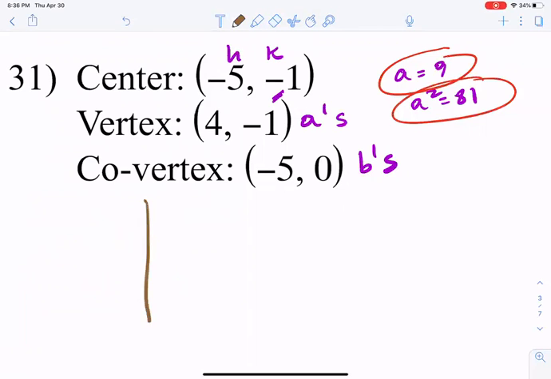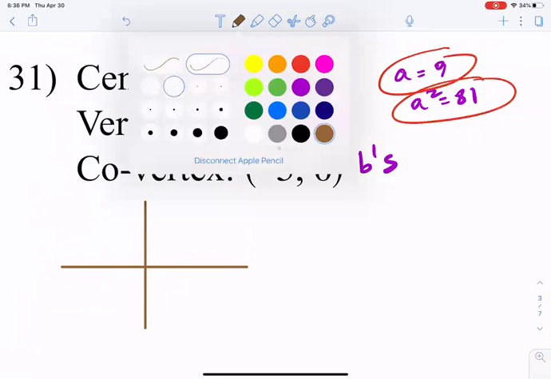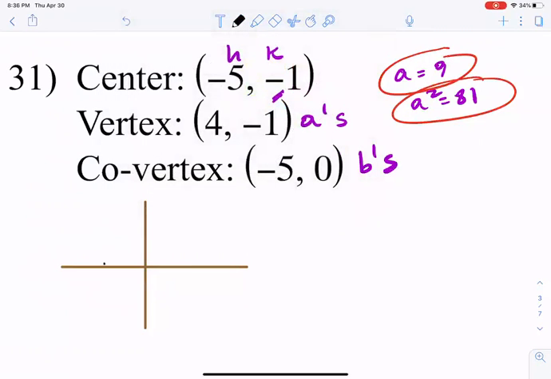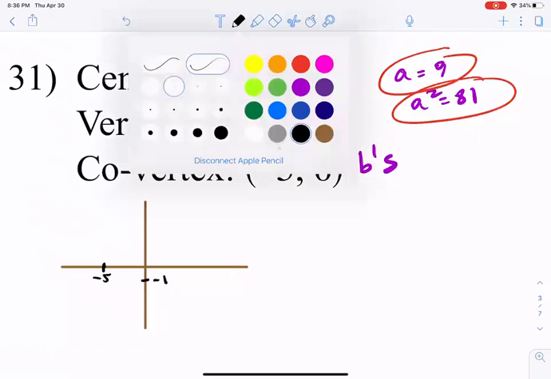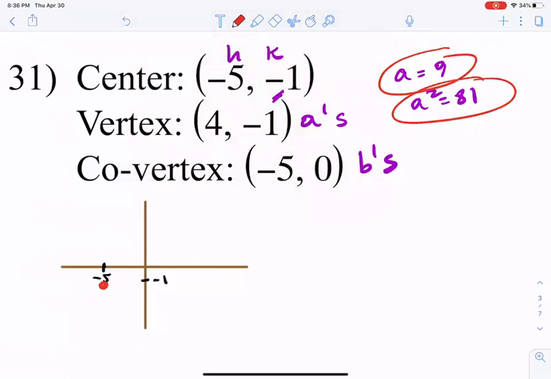Okay, so this is what I mean. This is what you have. The point (-5, -1) is here. So let's put that in red. So this is this point here. And then we have to do (4, -1). So 4 is here and -1 is here. Okay, so (4, -1) is around here somewhere.